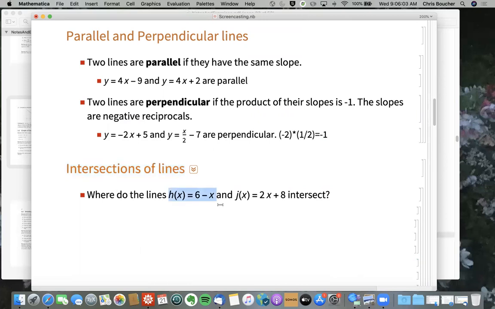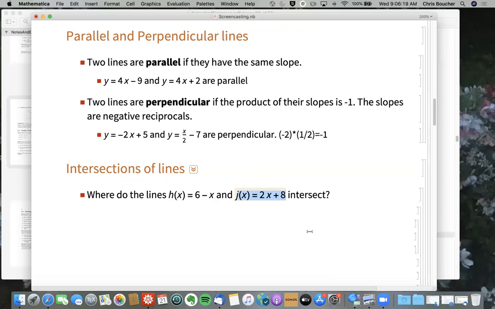And here are two examples, right? This is a linear function, h of x. The slope is -1, right? Because the slope is the number multiplying the x. And the y-intercept is here 6. Another linear function, slope is 2, y-intercept is 8. How do we find the point of intersection of these two lines?